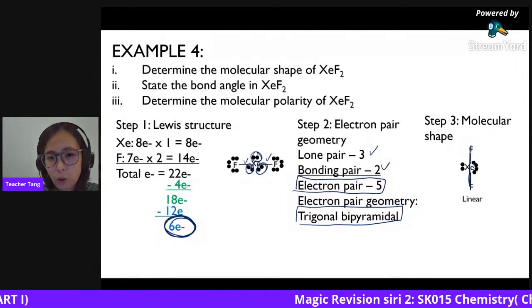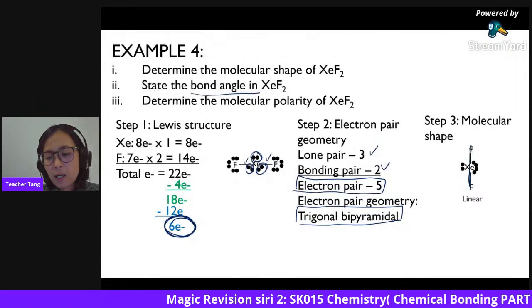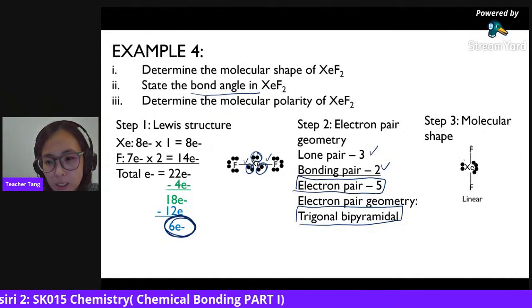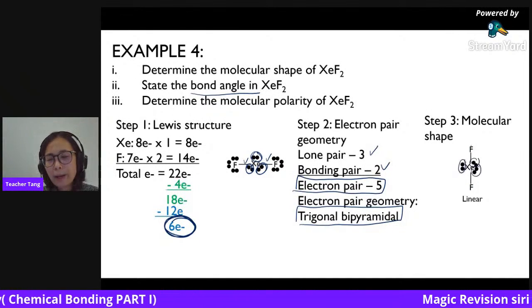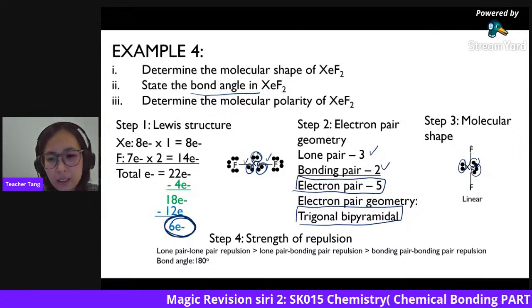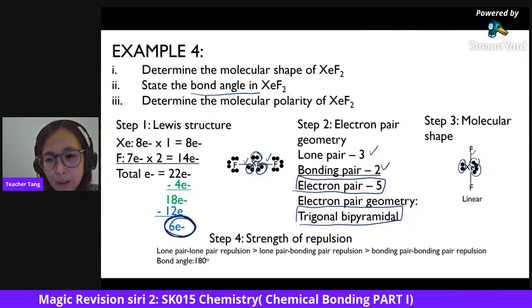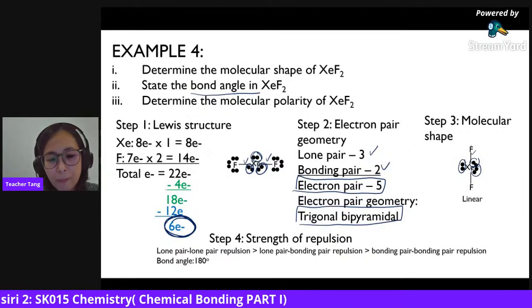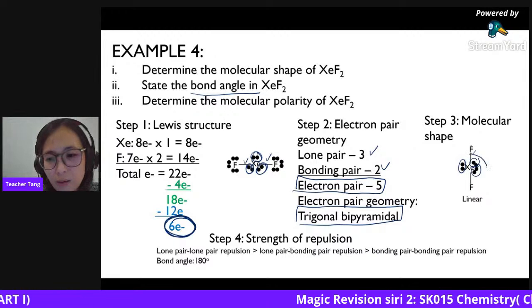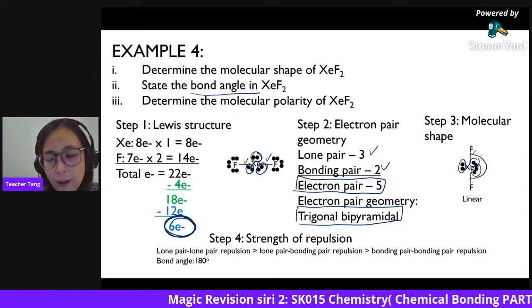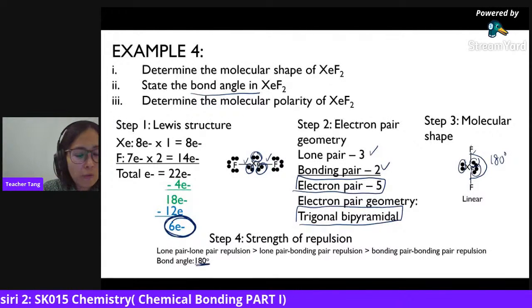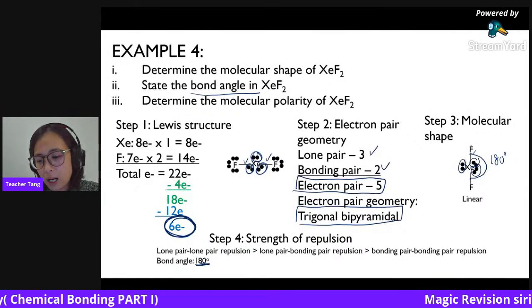Okay, so if we want to determine the bond angle, we must take into account the type and also the strength of repulsion. So here we have 3 lone pairs, and the 3 lone pairs will repel each other. The lone pair repulsion is the greatest, followed by the lone pair bonding pair repulsion, and the bonding pair repulsion is the weakest. Okay, and this will result in the angle between the bonding pairs to be 180 degrees. Therefore, the bond angle for this molecule is 180 degrees.